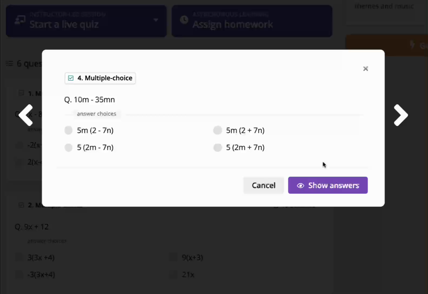Yes, teacher. Go ahead, Faris. Yes, teacher. So 10m minus 35mn. Okay, so what is the prime factorization of 10m? Is it 5 multiply 2 multiply m? Yes, 2 multiplied by 5 multiplied by m. And the 35mn?